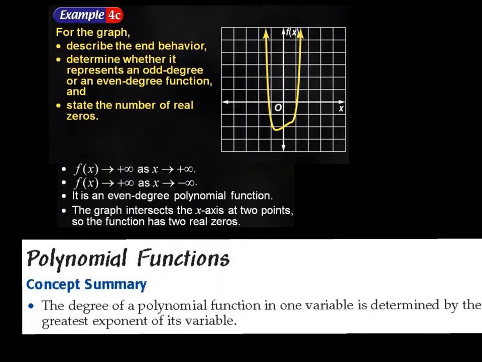Wow, they left out the whole end behavior part in the summary. They said the degree of a polynomial function in one variable is determined by the greatest exponent of its variable.